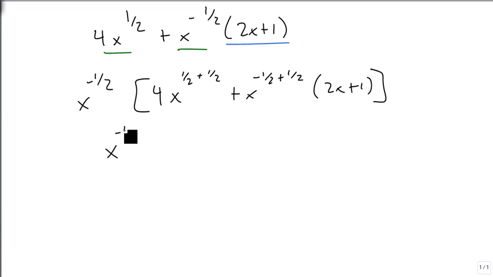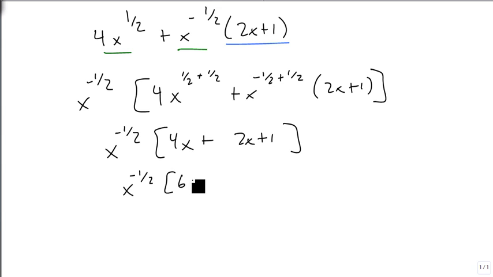And so we're going to get x to the minus 1 half times 4x plus 2x plus 1 in parentheses, which means we don't need the parentheses, so we can erase them and add. So we get x to the minus 1 half times 6x plus 1. We still don't like the negative power, so we're going to move it to the bottom, and our final answer is 6x plus 1 over x to the 1 half. And here is our answer.